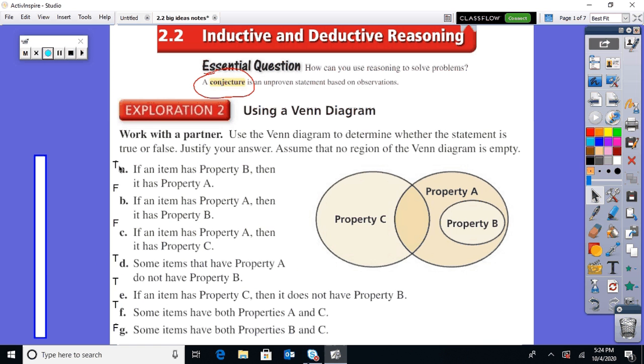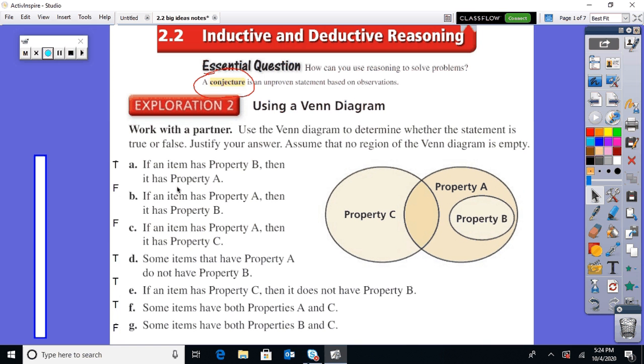a true situation. If an item is property B, then it has to be in property A. Yeah, everything in B is also in A. If an item is in A, then it's in B. No, not necessarily. You could be chilling down here somewhere. Part C is also false. If an item has property A, then it has to be property C. No, again, you could be over here.